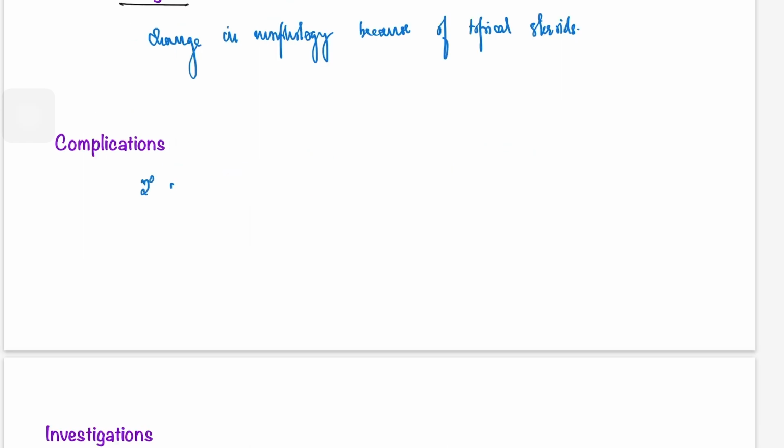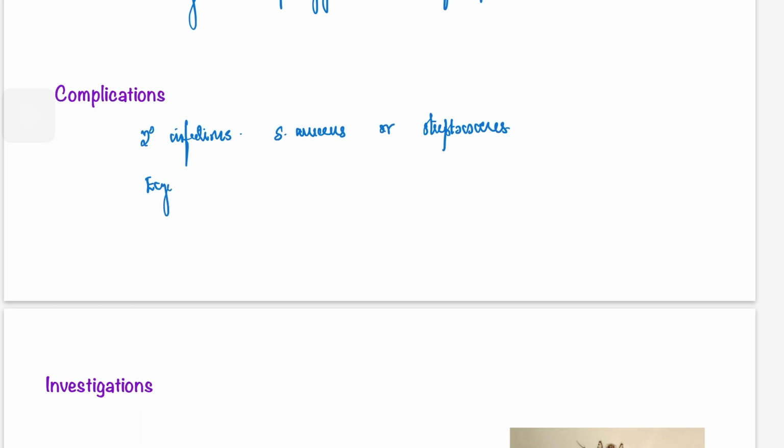And what could be the complications? The complications could be secondary infection, the pyodermas caused by Staph aureus or Streptococcus pyogenes, or it could be eczematization. And we saw that streptococcal infection with nephritogenic strains could lead to post streptococcal glomerulonephritis.